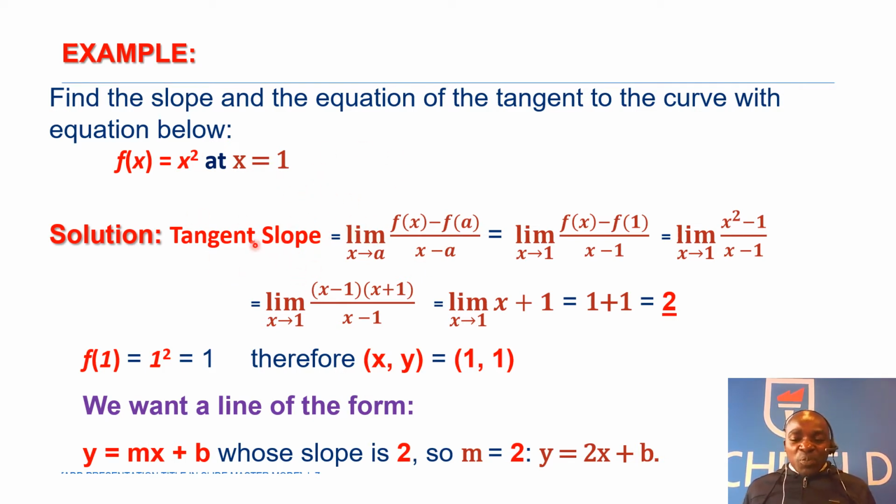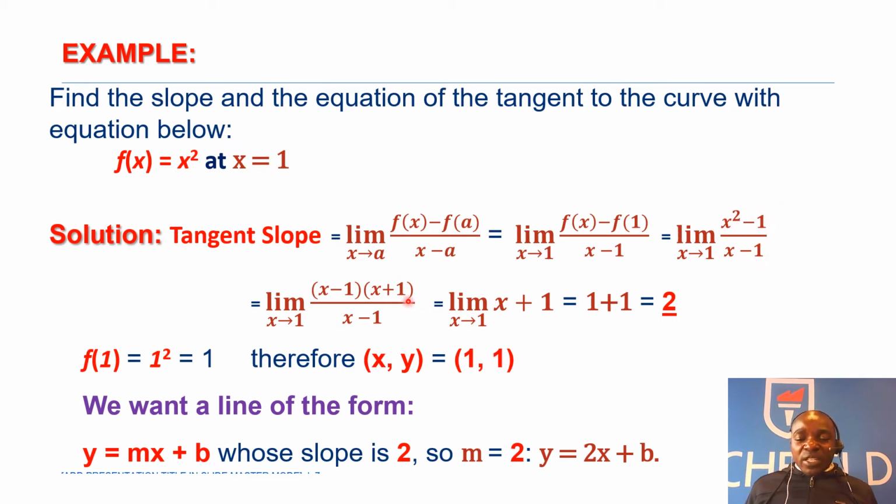To find the tangent slope, we use the limit formula that says limit where x approaches a of f(x) minus f(a) divided by x minus a. In place of f(x), we put the expression of f(x), which is x squared. Then in place of f(a), a is equal to 1 because we have x equals 1 at that point, so we replace f(a) with f(1). When you solve f(1), in place of x we put 1, and we get the value as 1. So we put 1 in place of f(a).